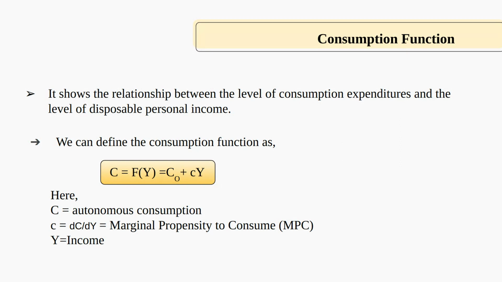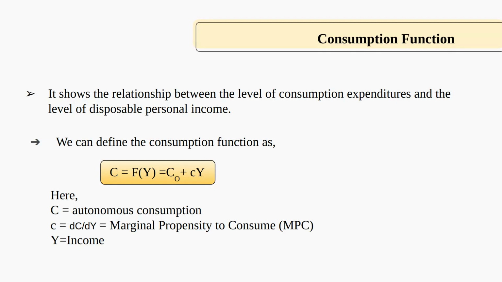The consumption function shows the relationship between income and how much people spend. It's written like this: C is equal to C naught plus cY. Here, C naught is autonomous consumption. So, what is autonomous consumption? The spending you do regardless of your income, like basic necessities.